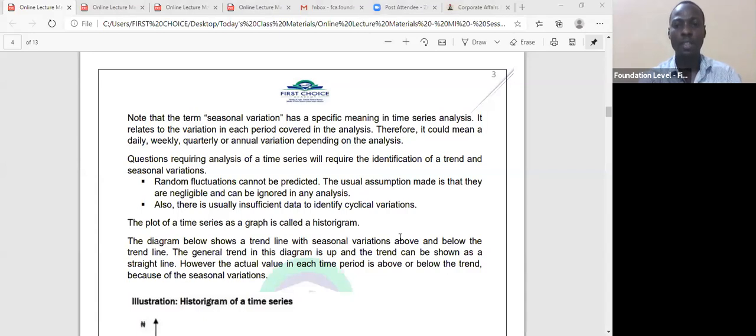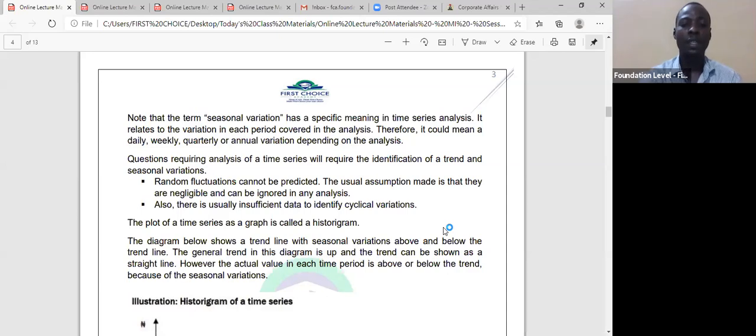Okay, so now let's look at questions requiring time series. They will require the identification of what they call trend and seasonal variation. So we see that you will always need your T and your S. Random fluctuations, which is the error, cannot be predicted and can be ignored. Also, in cyclical variations, we usually don't have sufficient data. So you see why we are not using those.